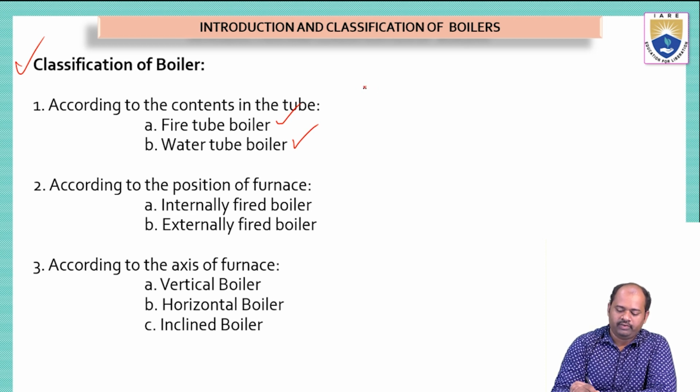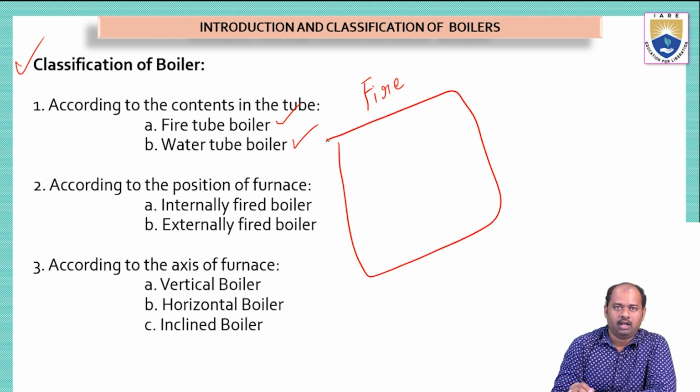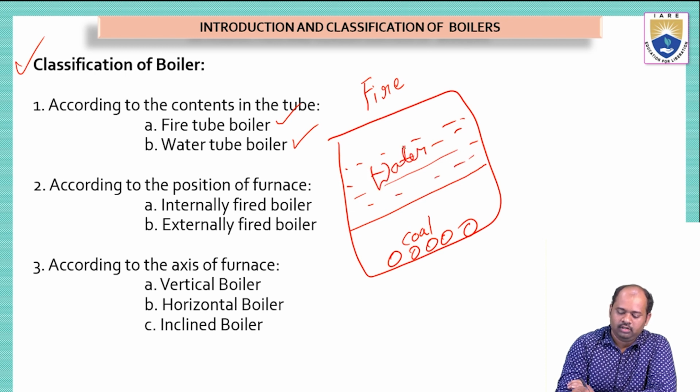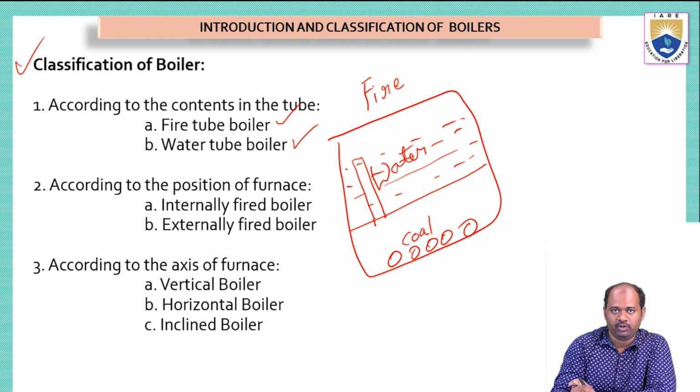We'll try to understand it very quickly. Fire tube boiler. In a closed container, I have coal here. When I burn the coal, it will produce some heat. Now, I will arrange a tank over here. Inside this tank, water is there. So this is all water. Now, I will put some tubes here which have an opening at the bottom.